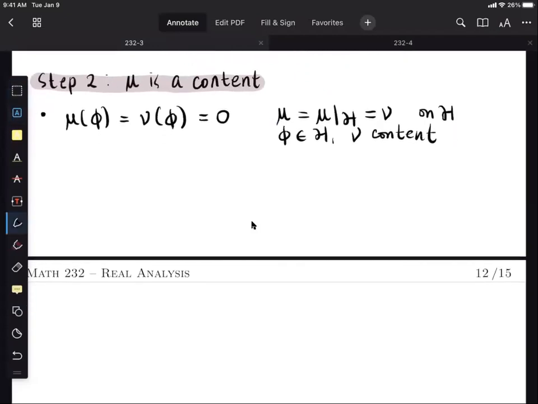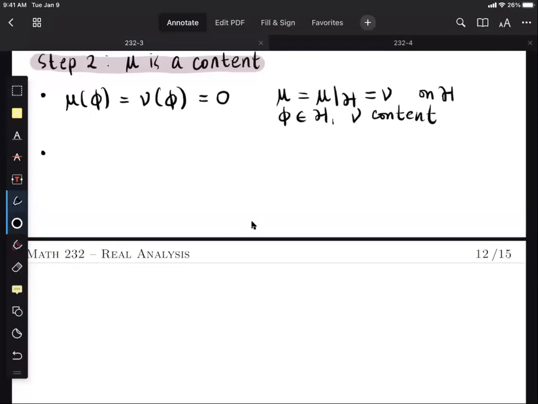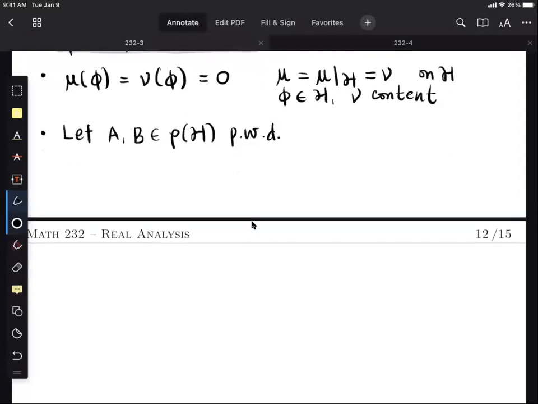Now, let us show that mu is additive. Okay, so for this, let us take two elements of the ring generated by H. Take note that this is the domain of mu. And these two are pairwise disjoint. Here we are verifying additivity with respect to two sets, but of course you could immediately extend this to the case of finitely many sets. So for simplicity, we will only consider two pairwise disjoint elements of the ring generated by H.